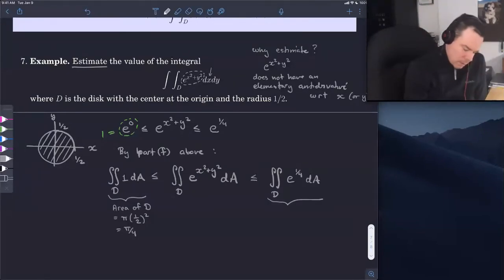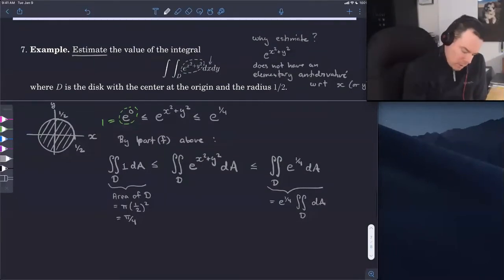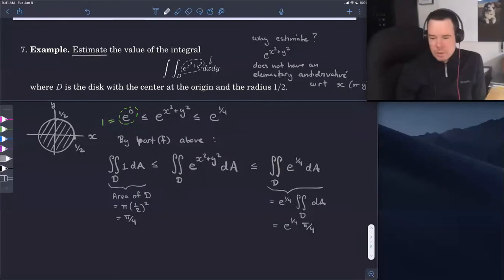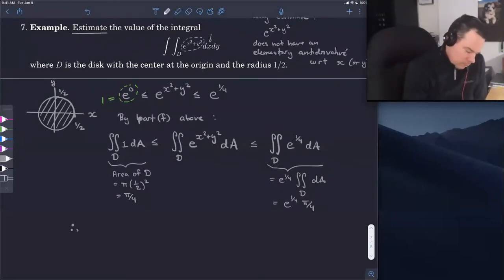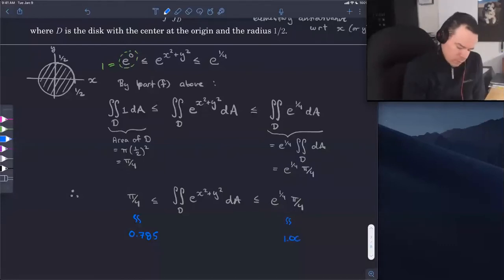And similarly, this one is equal to, we can factor out the e to the 1/4, and we get the integral of 1 over the domain times e to the 1/4, and that integral is again pi by 4. So this becomes e to the 1/4 times pi by 4. And so that means that our integral is trapped between pi by 4 and e to the 1/4 pi by 4. If we want to know roughly what these are as decimal values, this one is approximately 0.785, and this one is 1.0085.